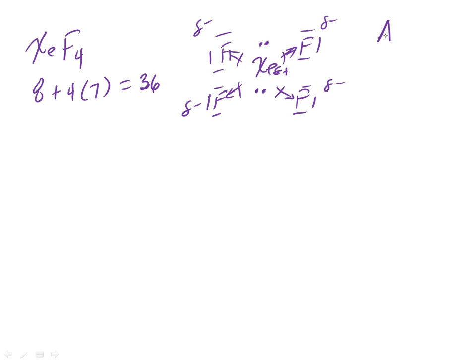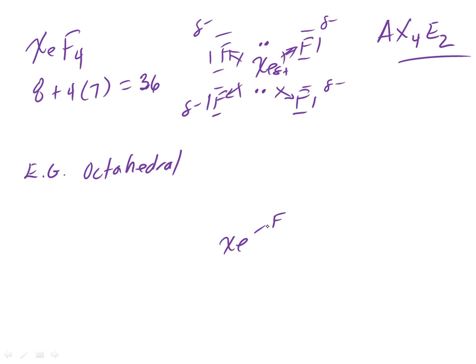The classification for this would be AX4E2. All right. So the electron geometry for this molecule would be octahedral. Anytime you have 6 things coming off the central atom, there's a total of 6, we have an octahedral electron geometry. So we put xenon here, and the fluorines, well, let's do it this way. The fluorines are going back through the board, and then these fluorines are coming out of the board.